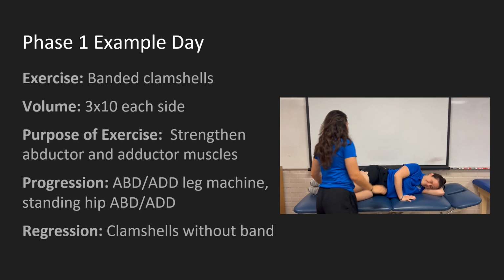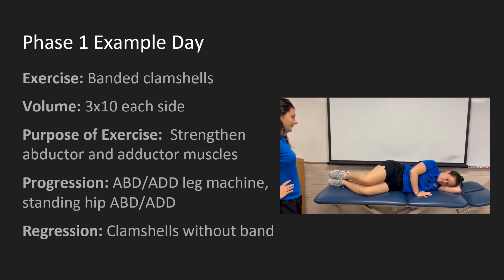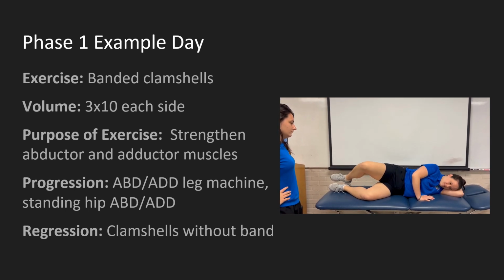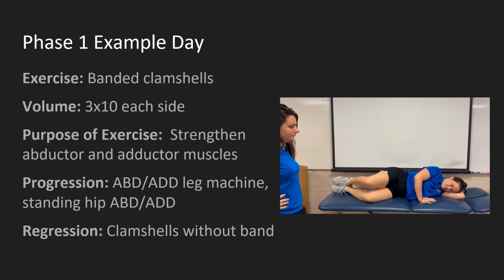The next will be banded clamshells. So this strengthens the abductor and adductor muscles. So progression will be to the abduction and adduction leg machine, or standing hip abduction and adduction. And then a regression is shown in the video, so it'll be clamshells without the band, just to get that feel of firing the correct abductors.